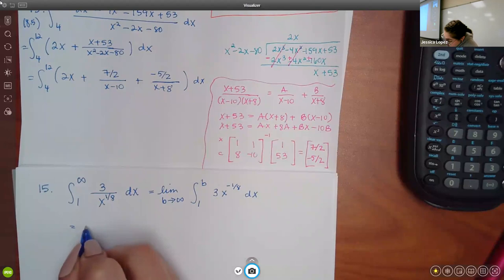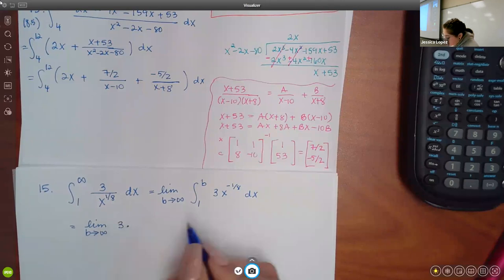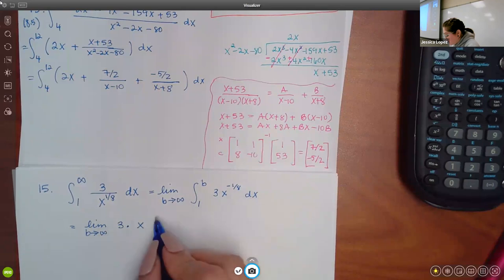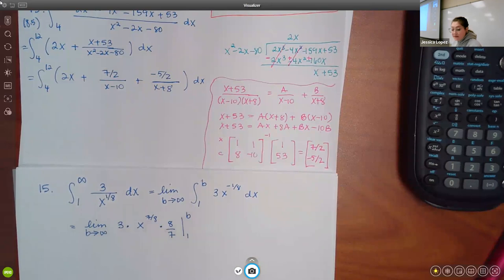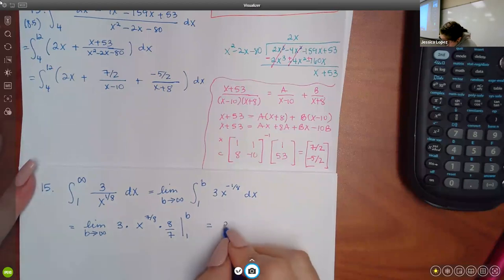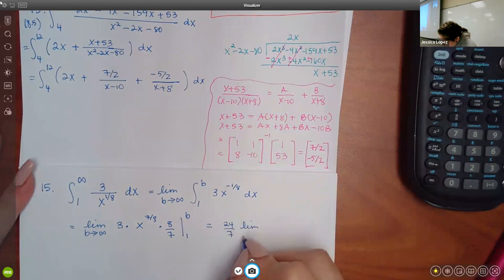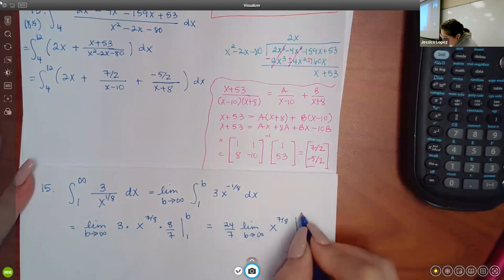Then when I actually integrate this, I'm going to get 3 times, if I add 1 to this exponent, I will get 7/8. And then if I divide by 7/8, that's the same as multiplying by the reciprocal. And I will eventually still have to evaluate it from 1 to B. Now, you remember your limit rules, like how you can take your constant multipliers out of the limit because they won't be affected when you take the limit. So I can take 24 over 7 outside if I wanted to. But I'm still doing x to the 7/8 from 1 to b.